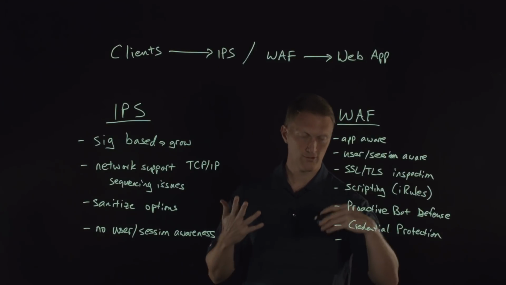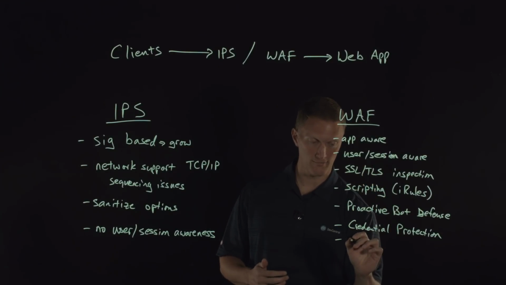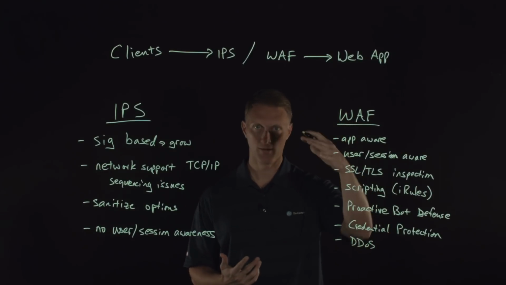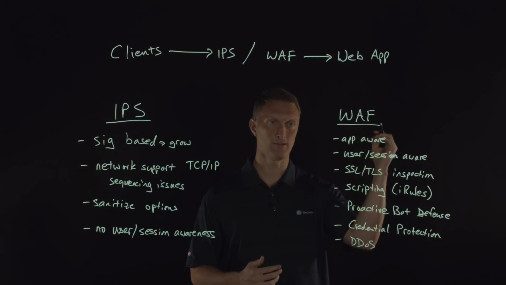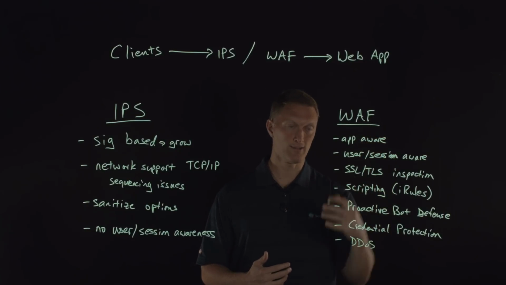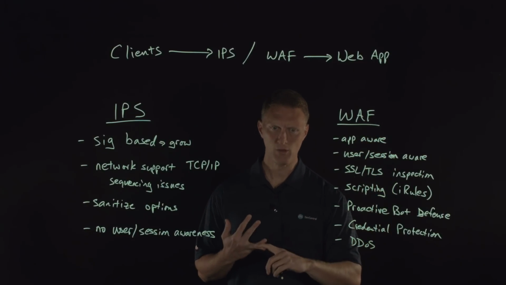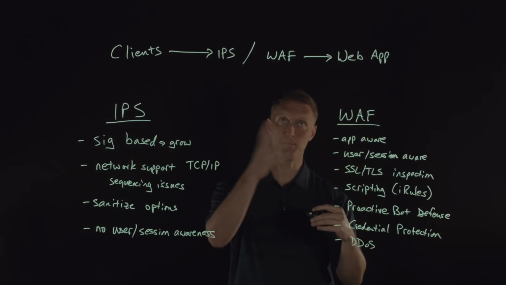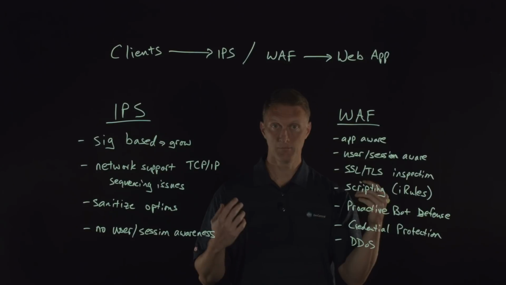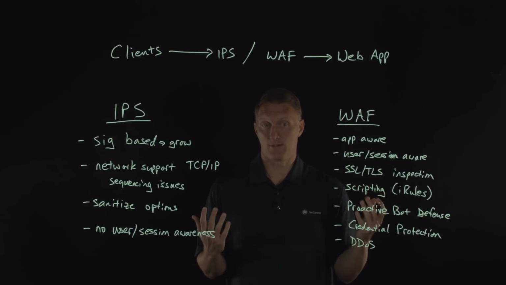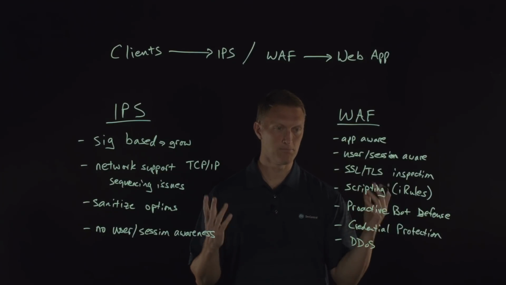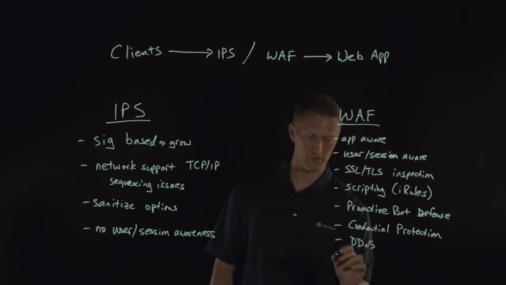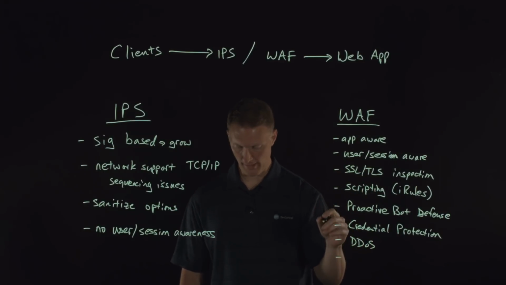Just in general, DDoS protection. This is application layer DDoS. You look at application layer DDoS attacks like Slowloris or HTTP floods, those types of things that are legitimate HTTP requests into your web application, but they're DoS attacks, and they will mess things up if they're allowed to come through. So we can provide protection against that as well on a WAF.